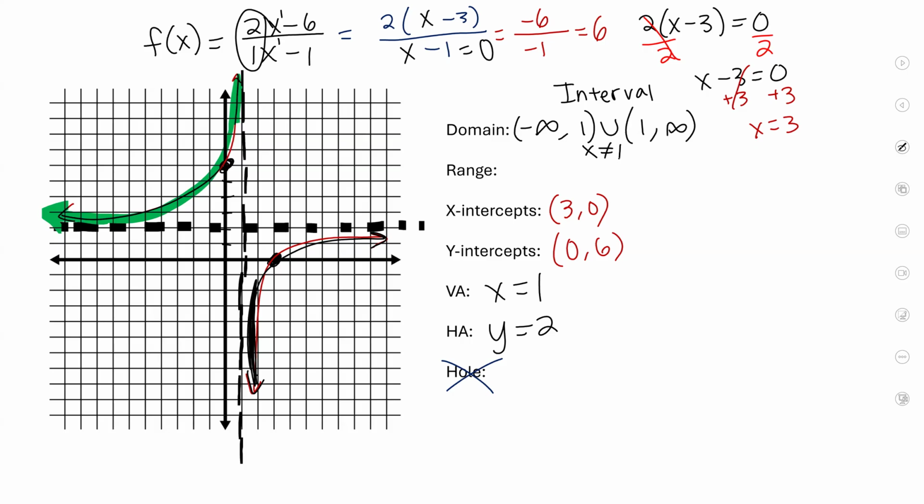Now let's do the range. Here's the bottom down here. That's negative infinity. And it goes up to the asymptote. Where is your asymptote? 2. Now continue to the other one. Here's at 2. And then it goes up to infinity. What's a quick way to write this? Y cannot equal 2.